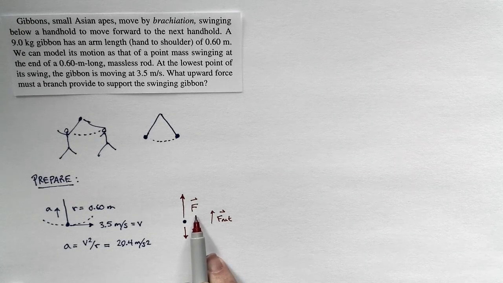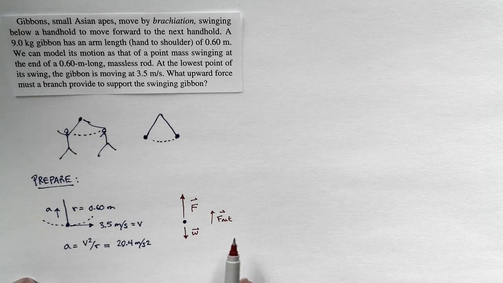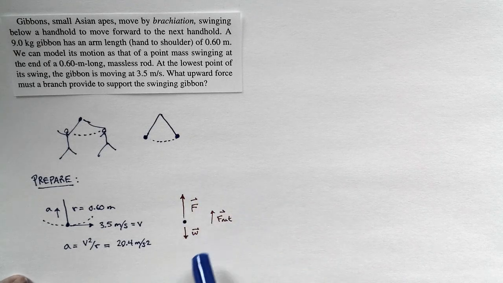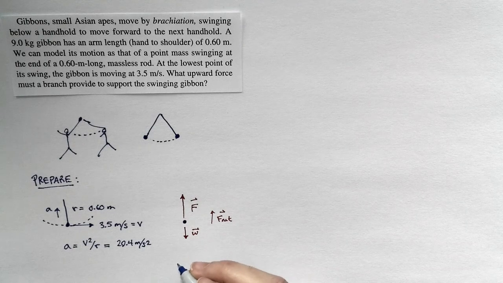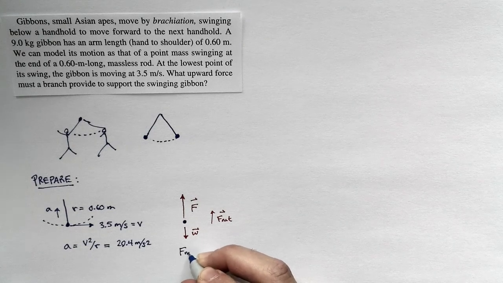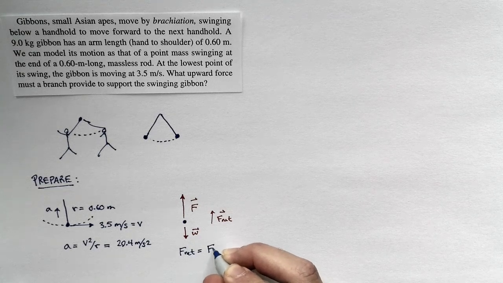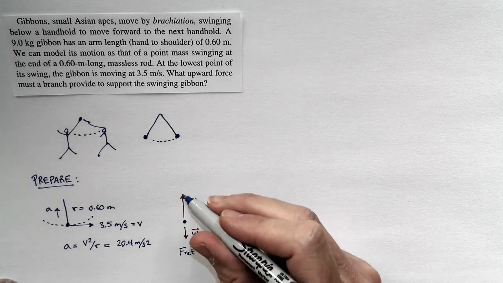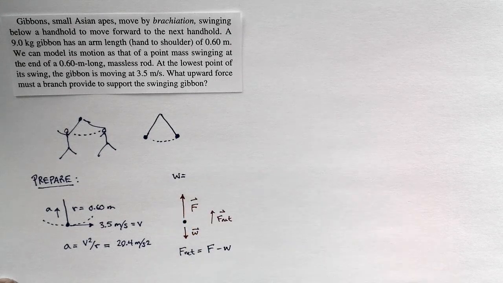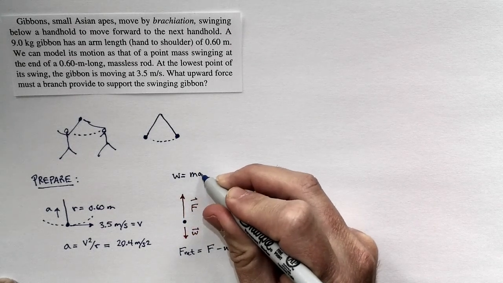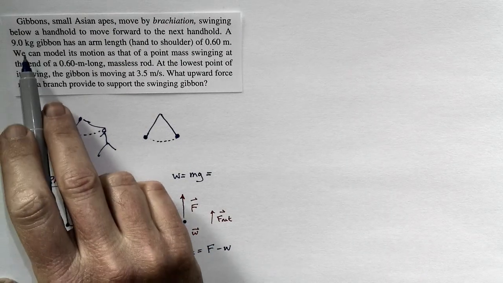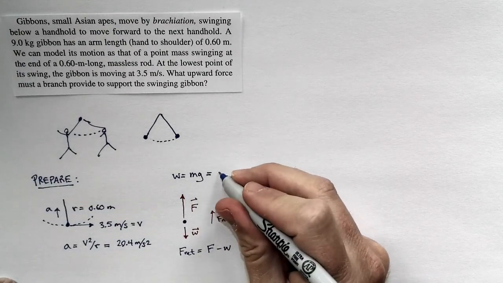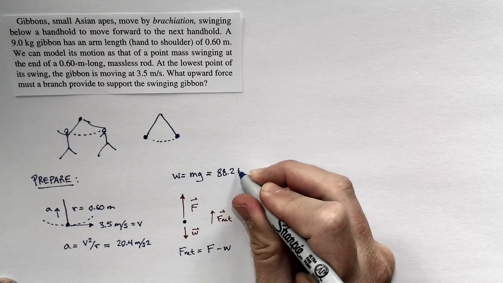Okay, we have the upward force from the branch and the downward weight force. Those are the only two forces acting. Net force points upward. And so with this free body diagram at hand, I can write this relationship for the magnitudes of the forces. The net force is just equal to F minus W. And F is the force that we're looking for. Now I'm going to do one more thing by way of preparation. W is the weight force of the gibbon. That's just equal to m times g. Well, the mass of the gibbon is 9 kilograms, and so I can calculate the weight. And if I do that, I get 88.2 newtons.